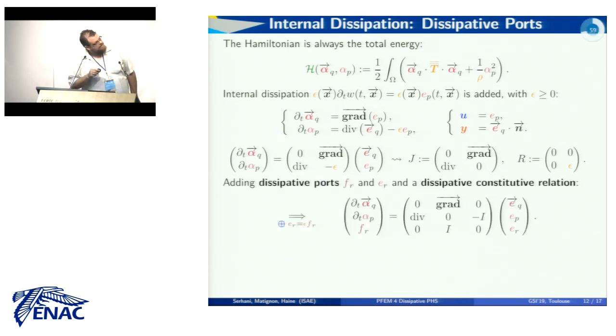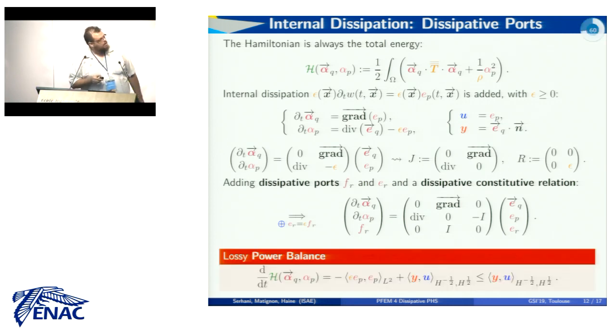And if I add dissipative port FR and ER and a dissipative constitutive relation ER equal epsilon FR, so I kick out again the physical parameter epsilon out of the structure, I obtain this structure operator, and the lossy power balance is given by this, where the term is negative. And we want to mimic that at the discrete level.